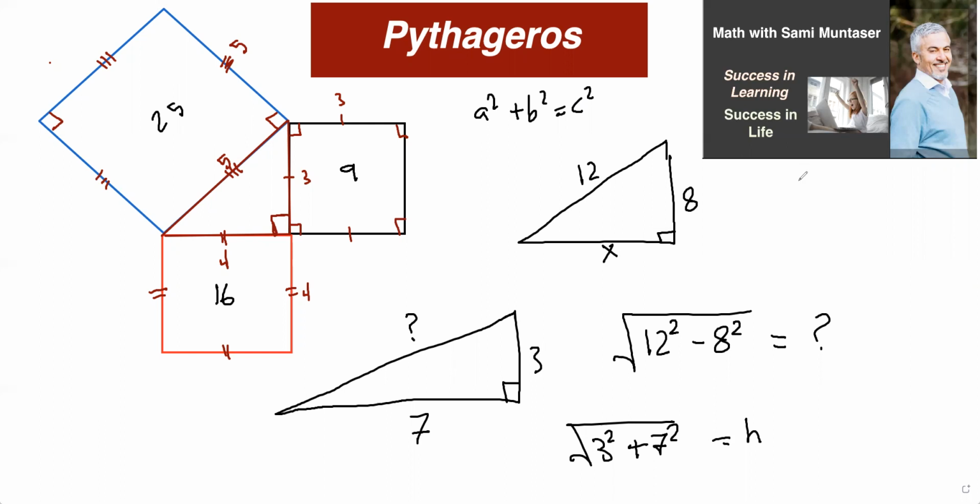And that will give me 8.9. So this is the length of this. For this one here, I'm going to go square root of 3 squared plus 7 squared. And it gives me 7.6. So this is 7.6 right here. And that's another way of looking at Pythagoras instead of memorizing a squared plus b squared equals c squared.